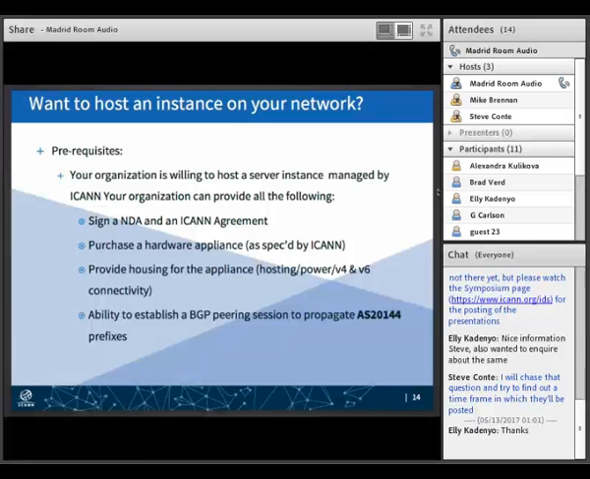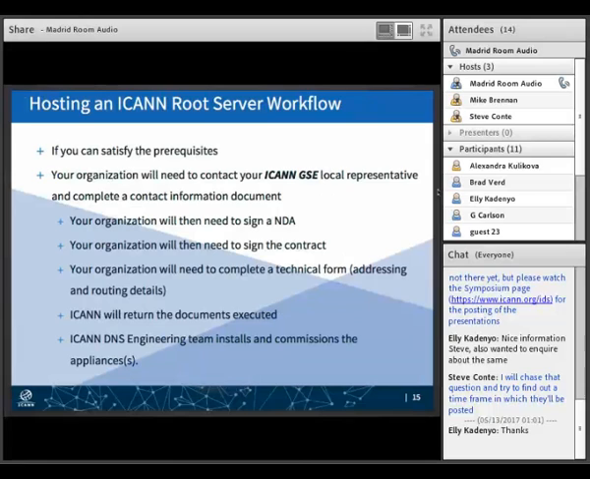So if you can do all those prerequisites, the workflow is that you can contact the global stakeholder engagement representative for your area. ICANN currently has one for each region: North America, Europe, Middle East, Asia Pacific, and South America, and Africa. They will help you get through all this paperwork and all the steps that you need to follow.